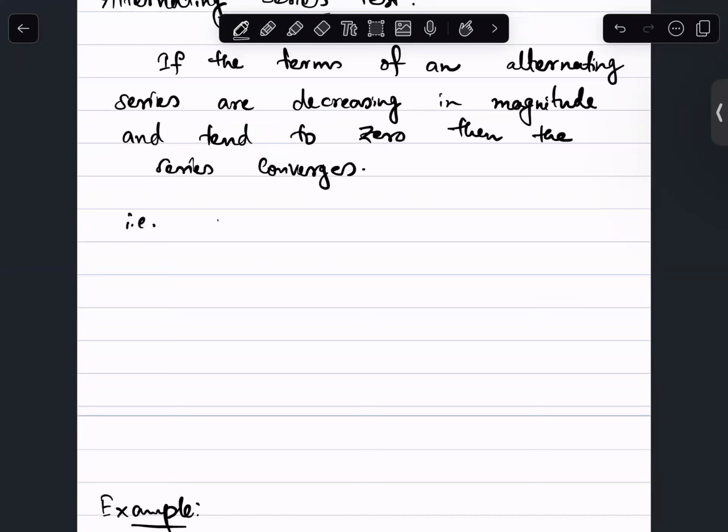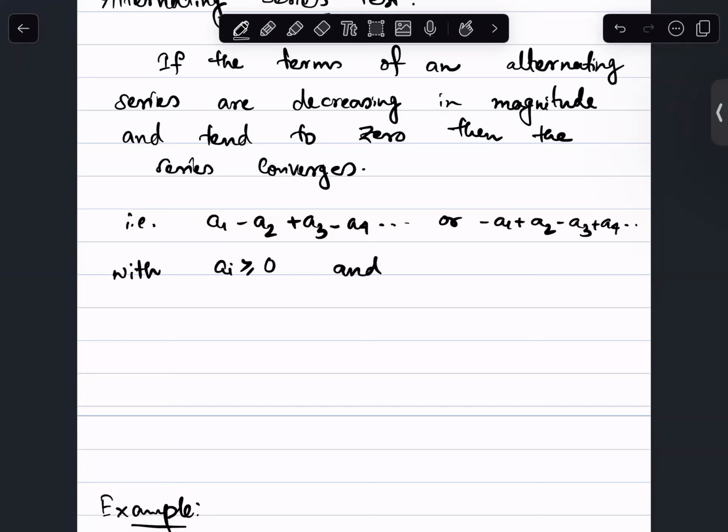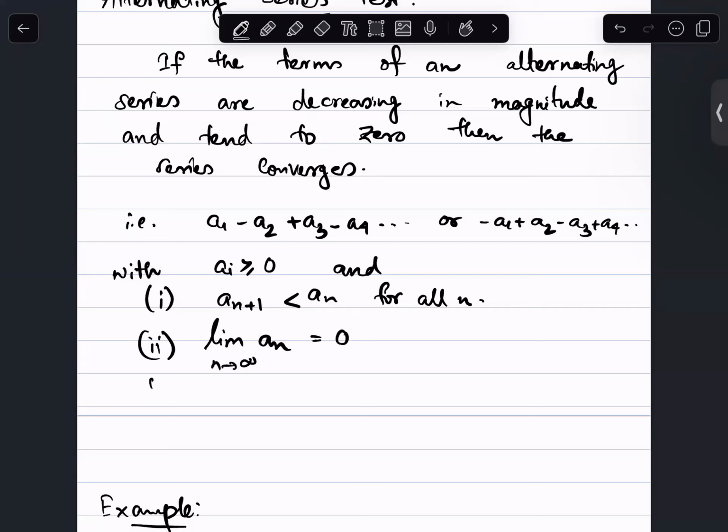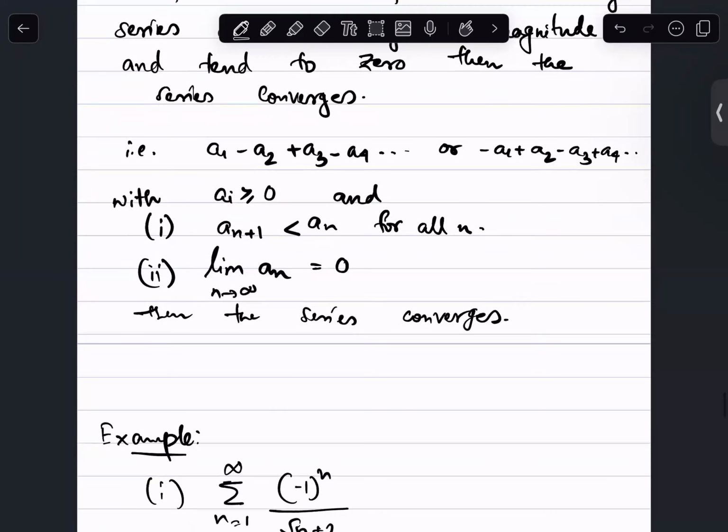In other words, if I have the series like this, a1 minus a2 plus a3 minus a4 and so on, or minus a1 plus a2 minus a3 plus a4 and so on, with an bigger or equal to 0, and a(n+1) is less than an for all n. So I'm not considering the sign of the terms, I'm just taking the magnitude. And if the magnitude is decreasing and the limit of an goes to 0 as n tends to infinity, then the series converges. Okay, this is in terms of notation.